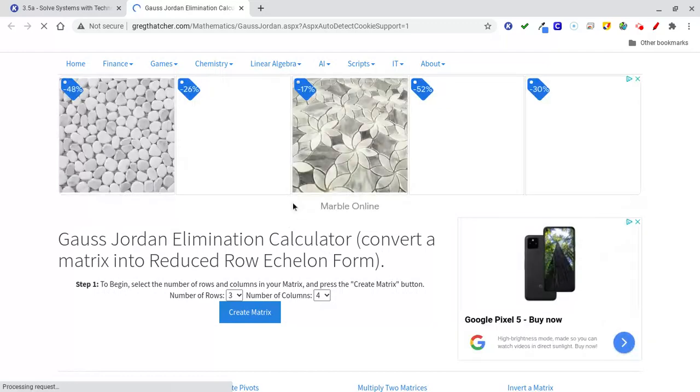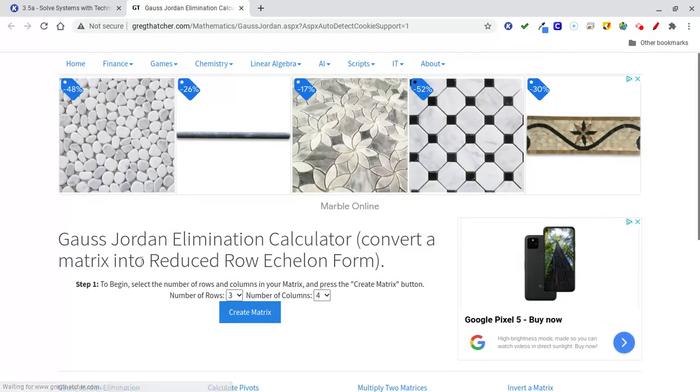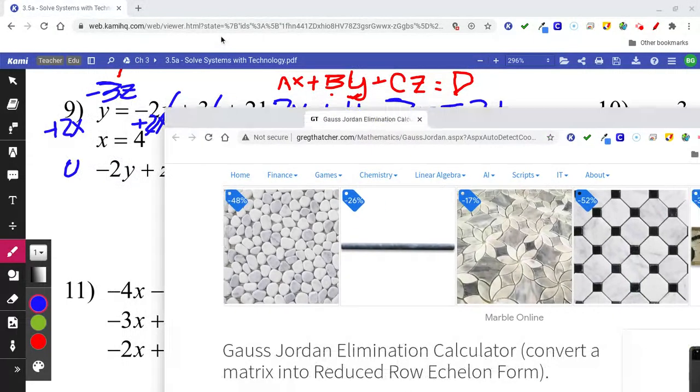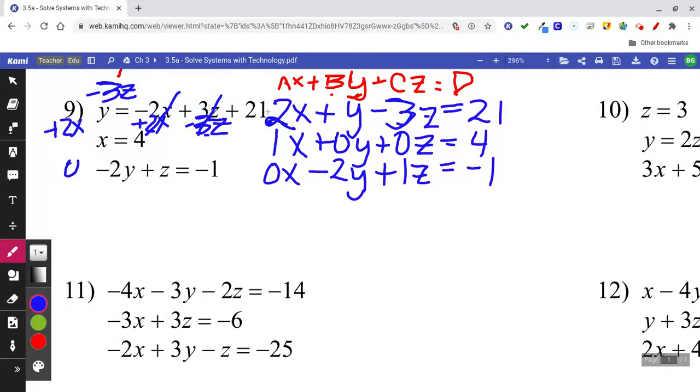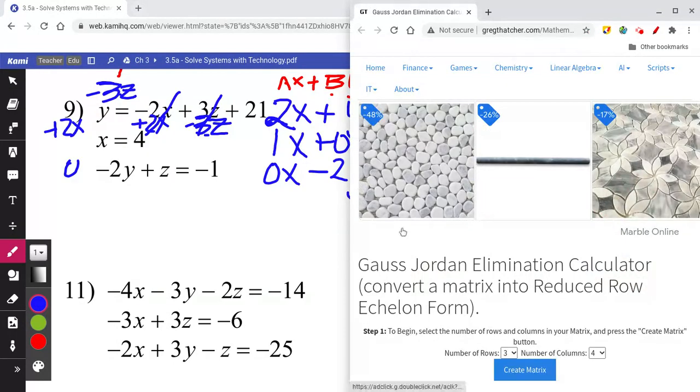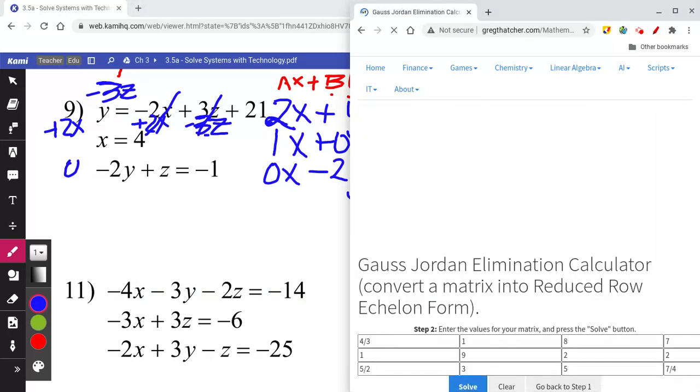Okay, so we want to create a matrix, and we want a 3 by 4. If you go back and look, what that means is there's 3 equations, but there's 4 numbers in each equation. All right, so we want this to look like a 3 by 4 matrix. Okay, so create that 3 by 4 matrix.